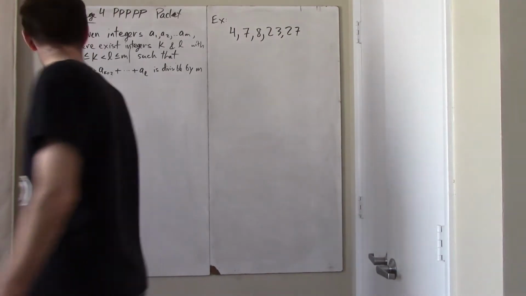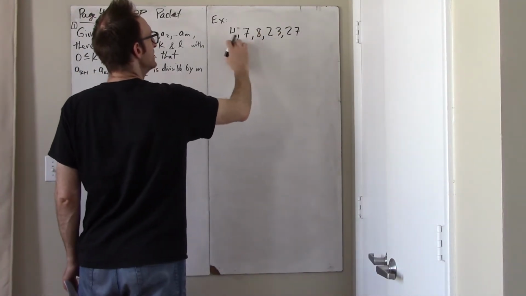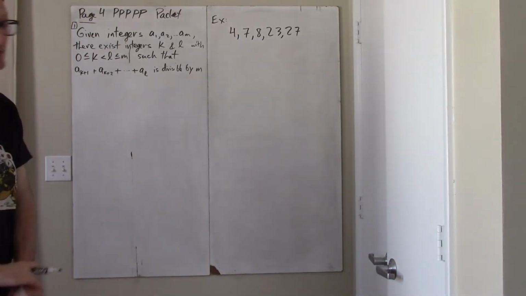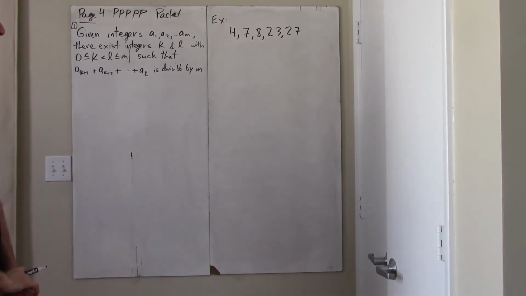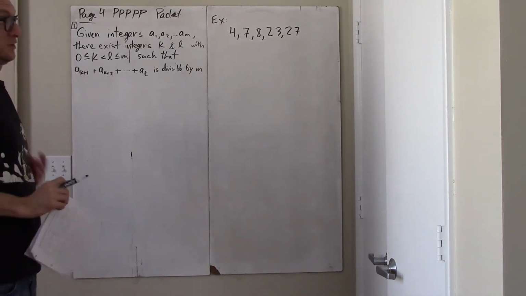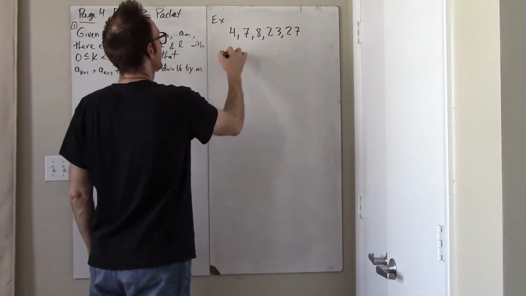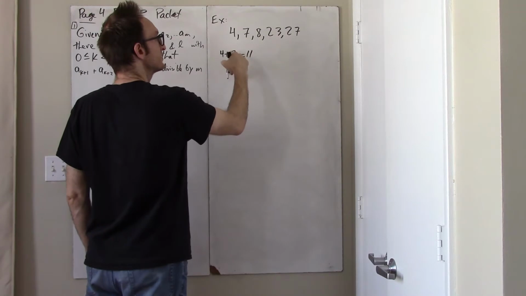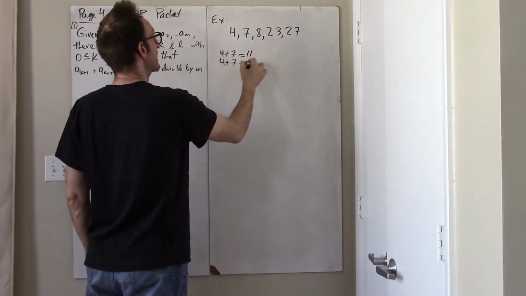And what this theorem is saying is somehow I can take sums of consecutive members of this sequence, and there must be some sum of consecutive members of the sequence which is a multiple of 5. Well, you can just start trying things. Like, what's 4 plus 7? That's 11. Is that a multiple of 5? No. How about 4 plus 7 plus 8?